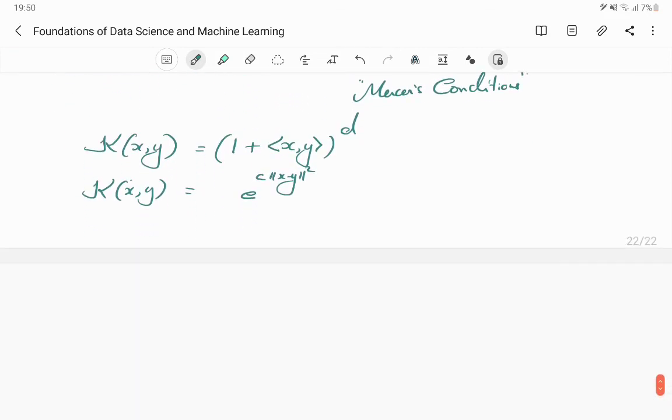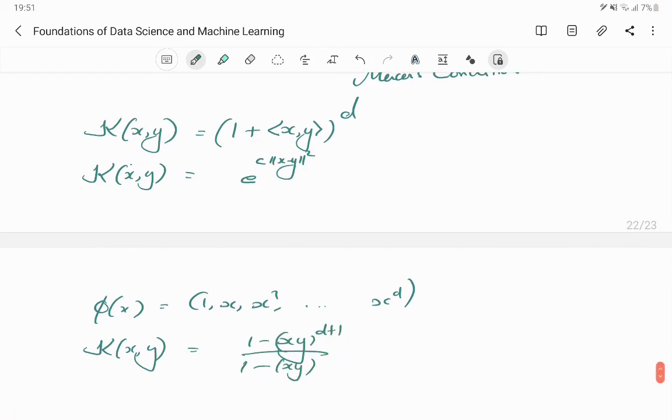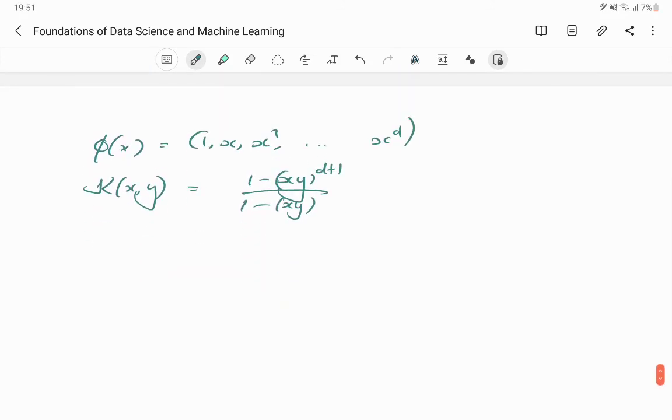So for example, you remember the standard example that we said, right? Phi of x, we embedded it as 1, x, x squared, etc., up to x to the power d, in which case your kernel turned out to be, I think, (1 minus (xy) to the power d plus 1) divided by (1 minus xy), right? We can actually achieve whatever this phi x does by a simpler kernel, right?